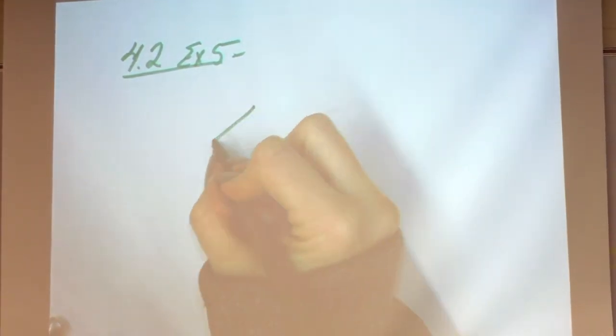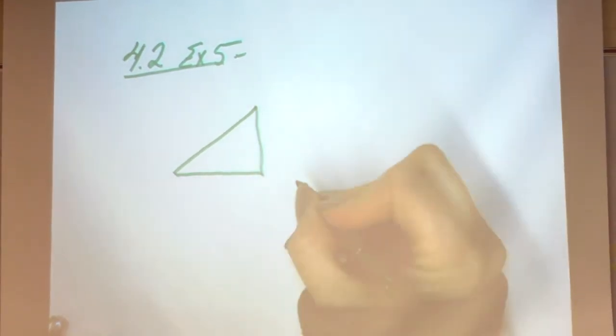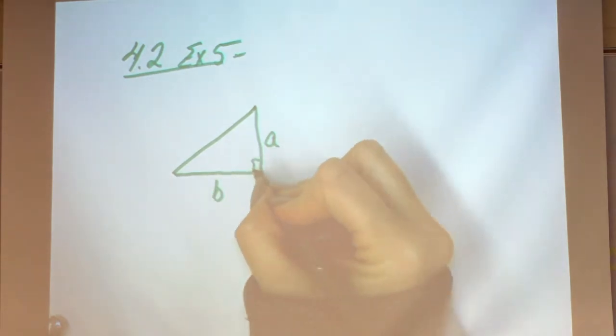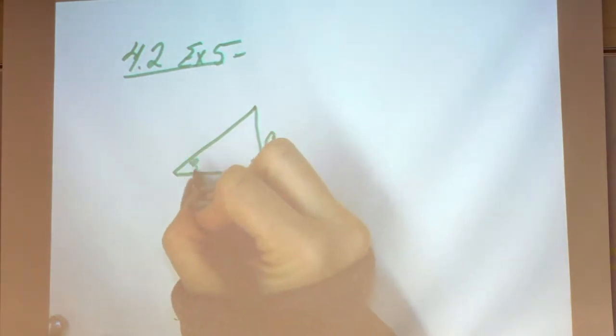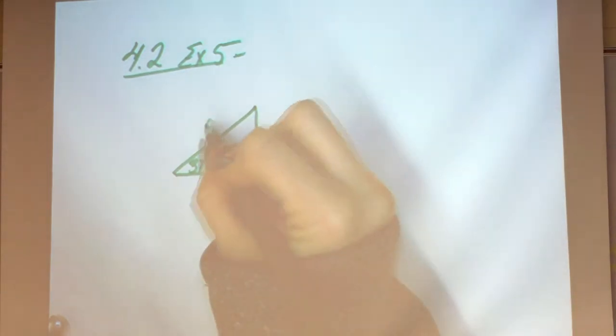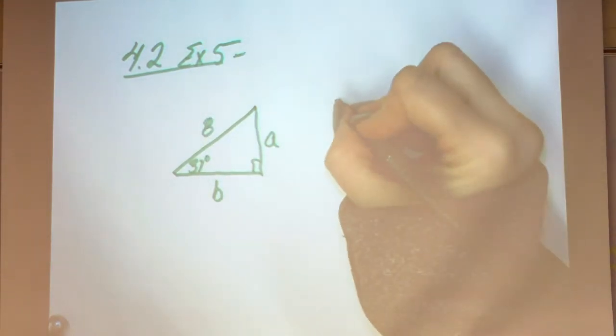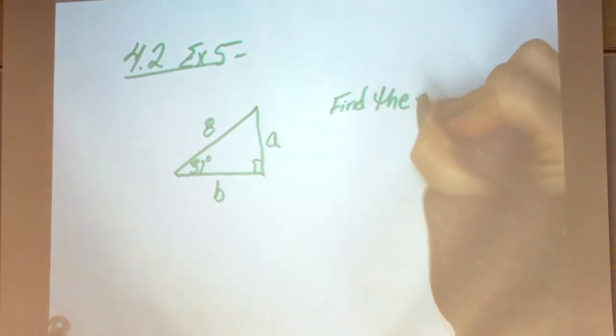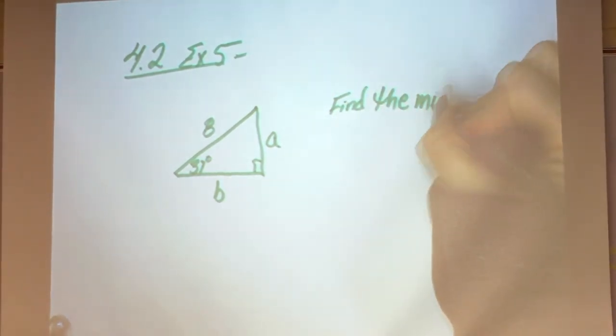So we have a right triangle, and they give you a couple of pieces of information. This is A, this is B, this is our right angle. This angle here is a 37-degree angle. And then they give us that the hypotenuse is 8. And we need to find the missing angles and the missing sides.